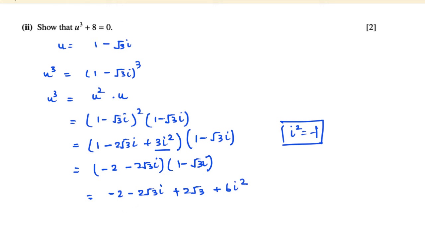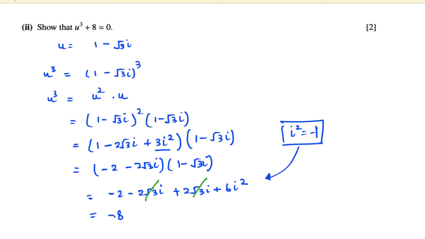Now if you see these two terms, we can cancel them out. Okay, sorry, this is i over here. So these two terms we can cancel out. Now we know again the value of i square is negative 1, so if you substitute i square equals negative 1, we'll get negative 6. Negative 6 and negative 2 is negative 8. So the value of u cube is negative 8.